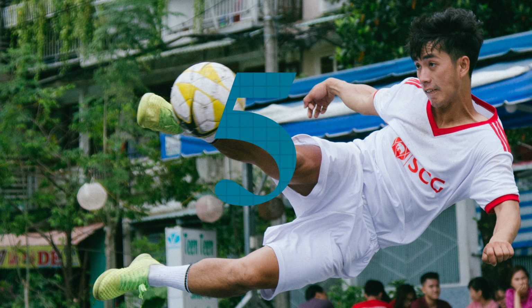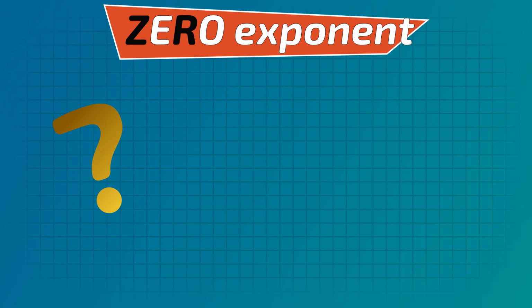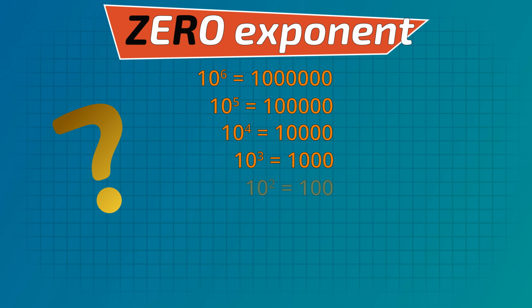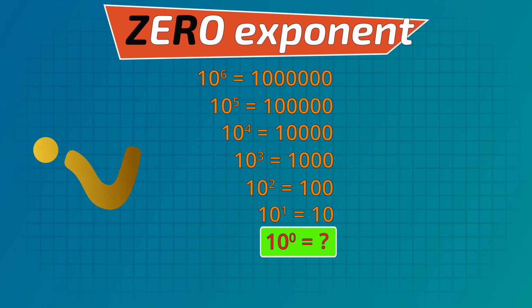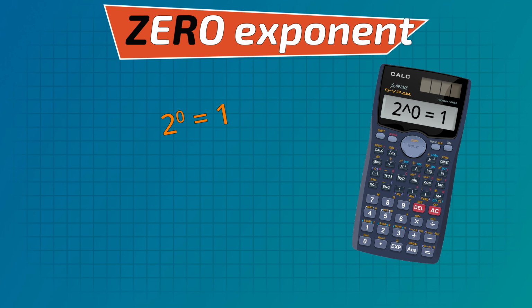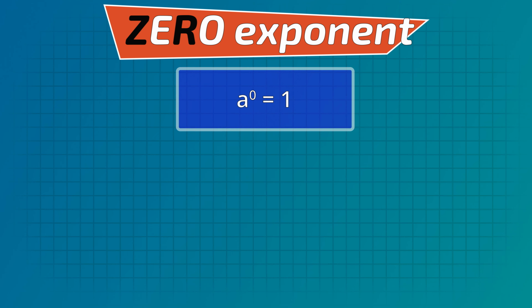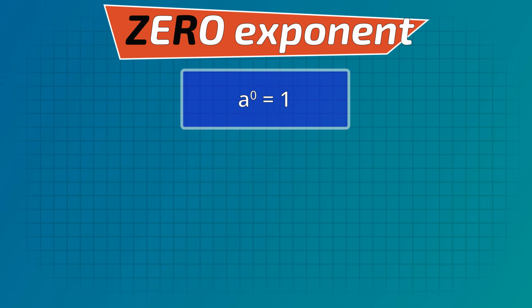Let's see what happens when the exponent is 0. We'll use a pattern with 10 as the base number to figure this out. What do you think? Can you see in this pattern that 10 to the exponent of 0 must be 1? Let's check this with a calculator. Let's use the calculator to work out different base numbers raised to the exponent of 0. Any number or any variable raised to the exponent of 0 equals 1.